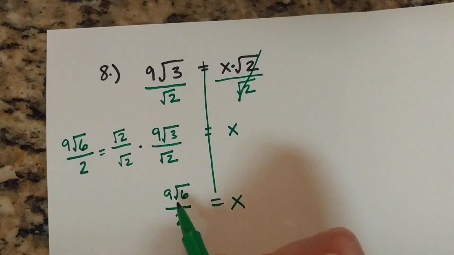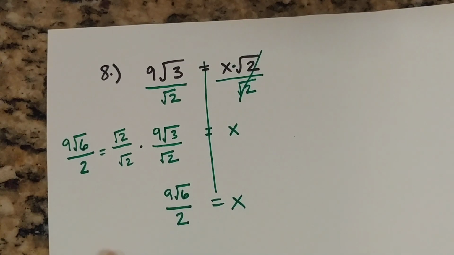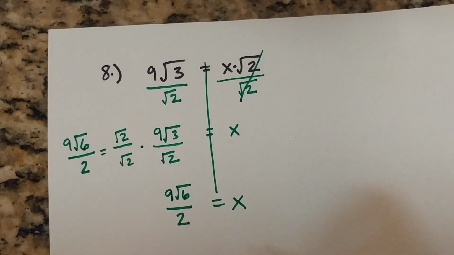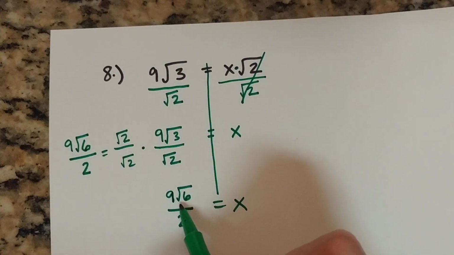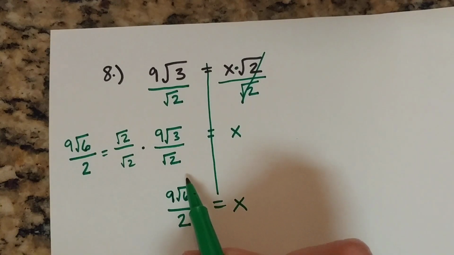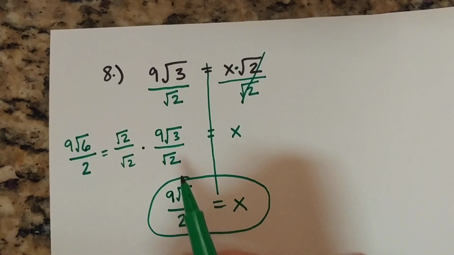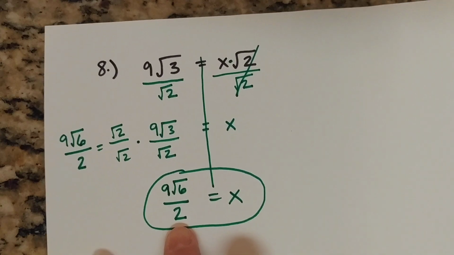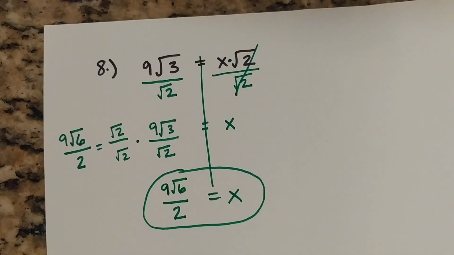Now I just want to double check to be sure the 9 and the 2 can't be simplified, and they cannot. They don't have common factors. 6 can't be simplified or broken apart in the radical, so this is completely simplified without a radical in the denominator. So that is how you solve radical equations where you need to rationalize the denominator.